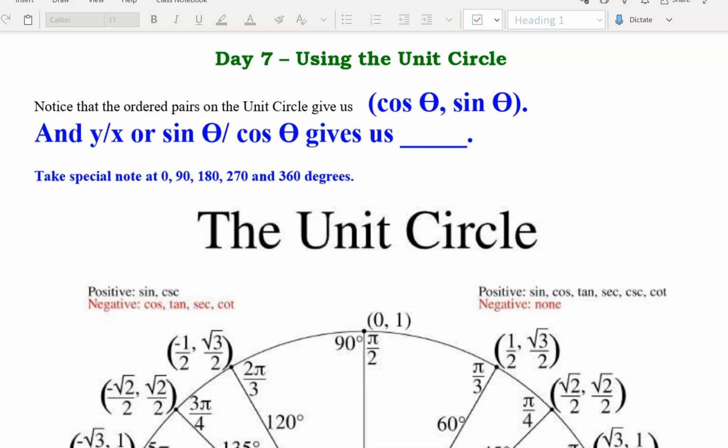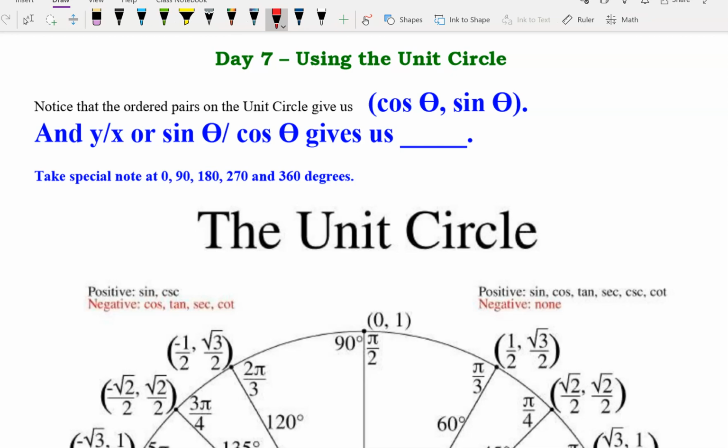So really, really, really important things to know is that the ordered pairs in the unit circle give us cosine and sine. The x-coordinate of the unit circle is your cosine of theta, and your y-coordinate is your sine. So x equals cosine theta, and y equals sine theta, which is really nice because you'll be able to find cosine and sine just by looking at your unit circle and seeing what your x and y coordinates are.